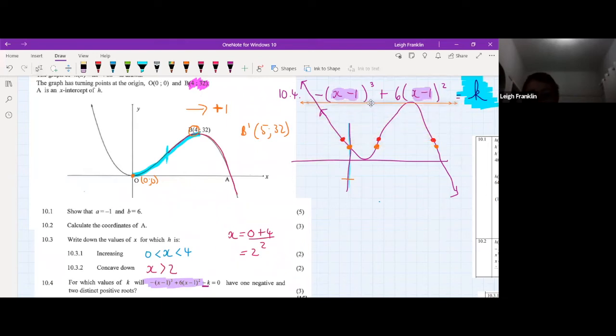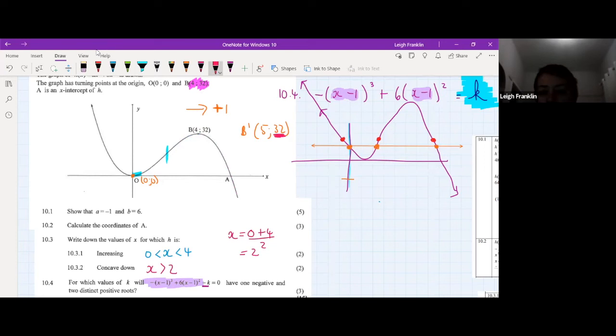There's going to be a place where the horizontal line cuts the graph in 2 positive places and 1 negative place. Can everybody see that? Now, we know what the y coordinate at this point is. We know that it's 32. So going back here, remember we know that it's 32.